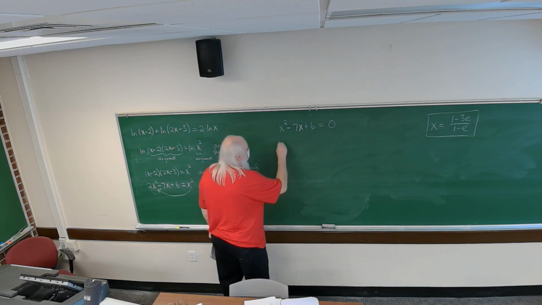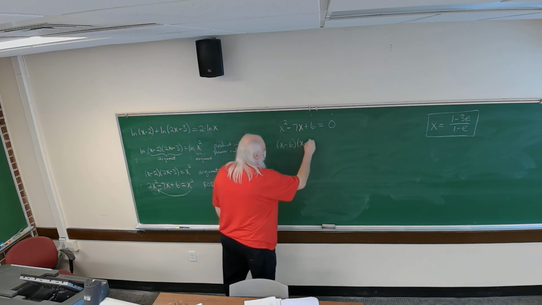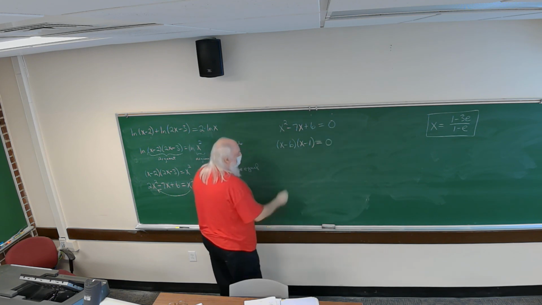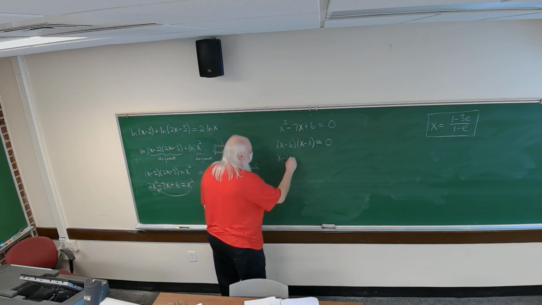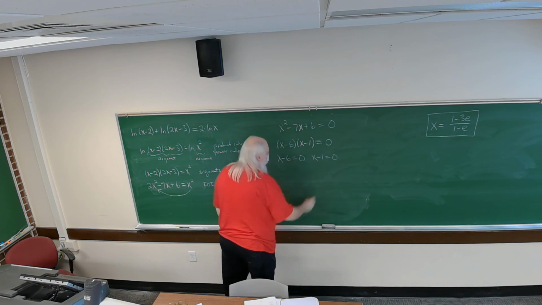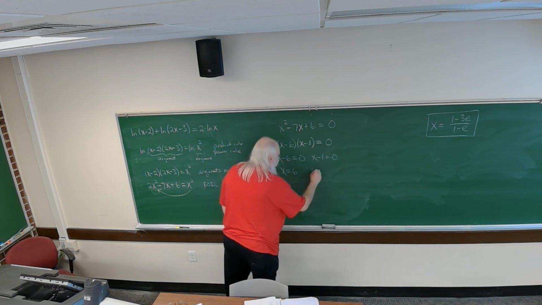This factors: x minus 6 times x minus 1. Now apply the zero product property. x minus 6 is equal to 0. x minus 1 is equal to 0. x equals 6. x equals 1.